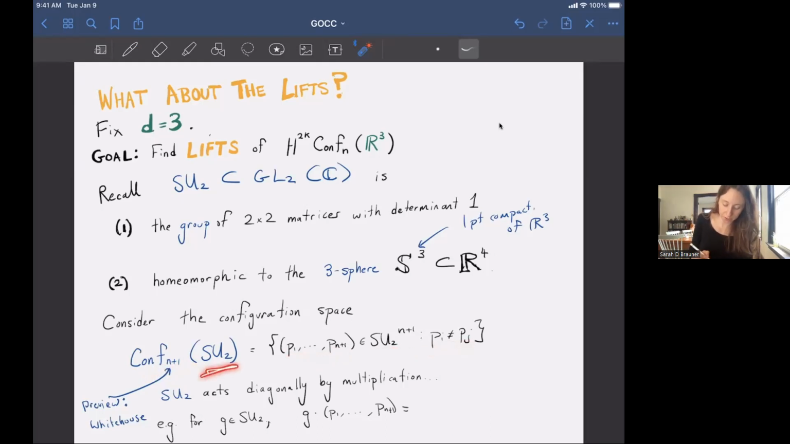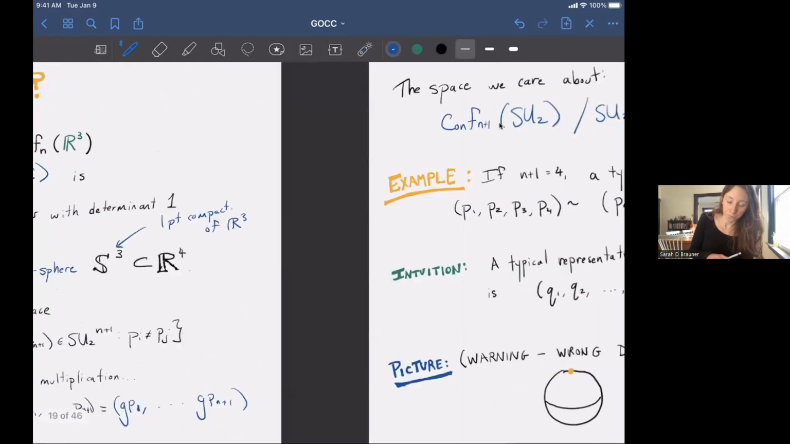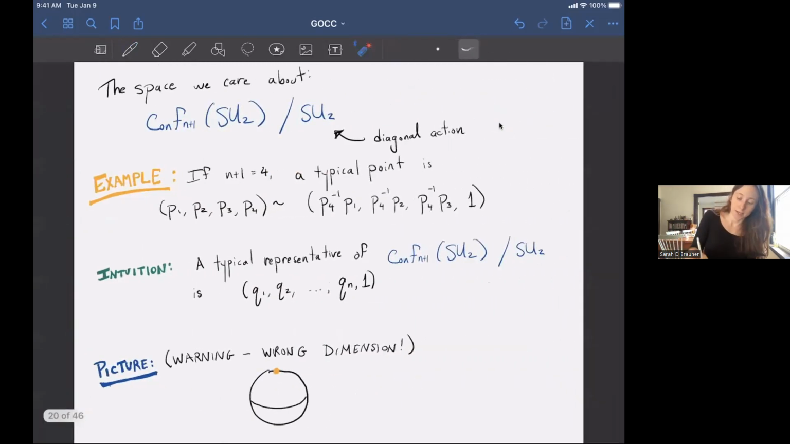But this time, because SU2 is a group, it's going to act diagonally on this configuration space. So in particular, if I have an element G, it's going to just act on a point by diagonally multiplying. Okay. And actually the space that I'm going to care about is not this configuration space on SU2, but the configuration space mod that diagonal action.